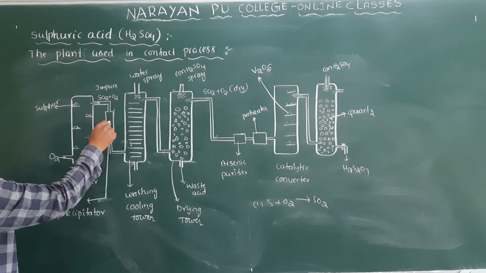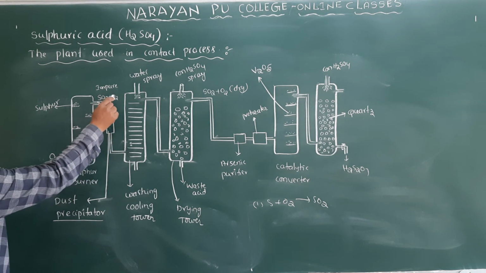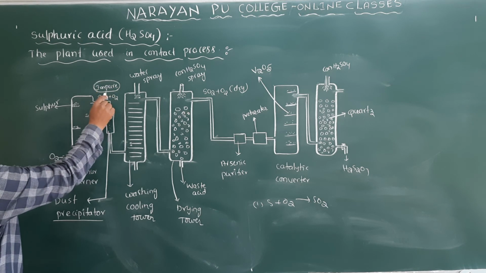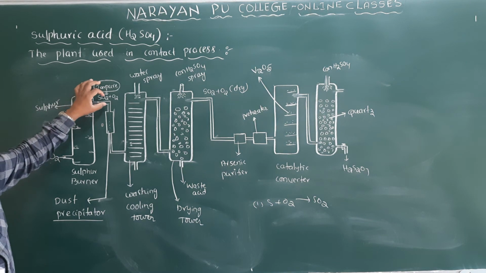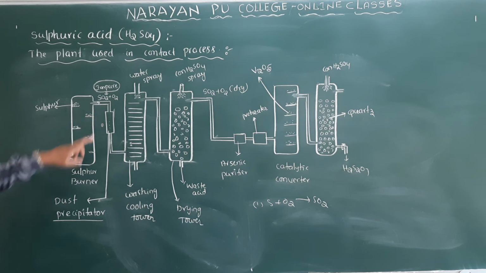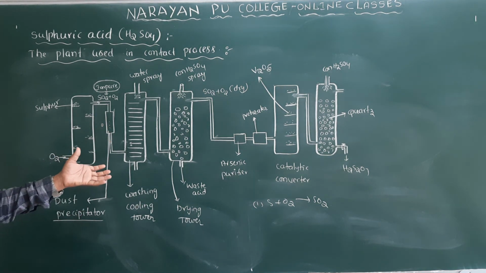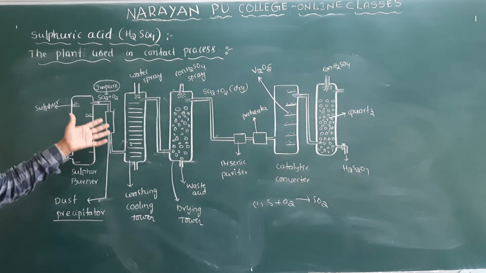This we will call a dust precipitator. SO2 and O2 are not pure, they will have some impurities. This impure SO2 and excess oxygen will be passed through the dust precipitator. What will the dust precipitator do? It removes some dust here, and the dust is removed by blowing steam.